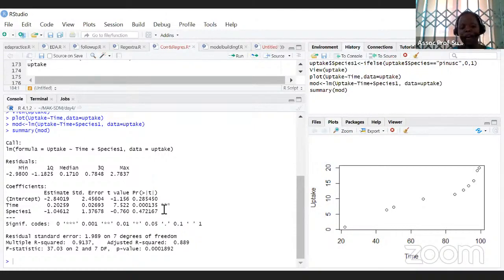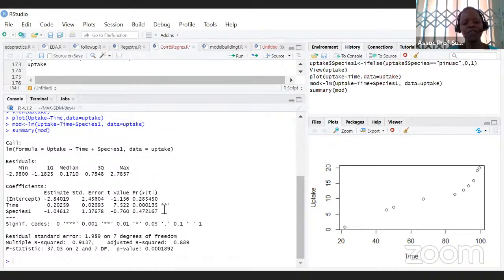Once the dummy variable is non-significant, that shows you that you actually don't need different models to fit on Pinus C and Pinus P. You can have only a model of uptake and time. Let's look at the adjusted R squared. Our adjusted R squared is 0.889, meaning that the amount of variability explained in uptake by the regression model is 88.9%.